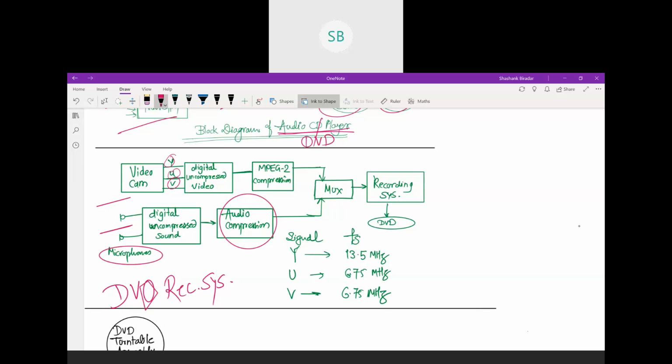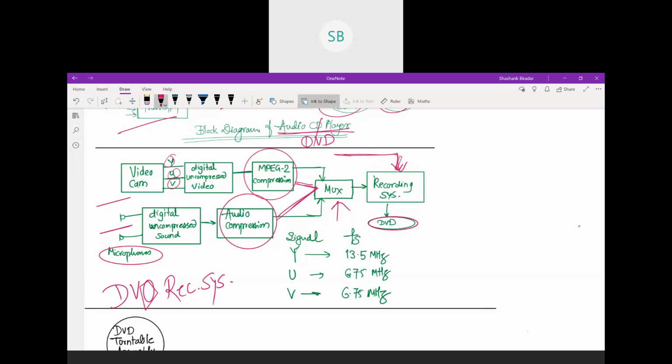And the next part is, from the microphone we are compressing the audio with some audio compression technique. The compressed video data and compressed audio data are mixed together by employing the multiplexer. The combined data of audio and video with synchronization is given to the recording system, which writes the synchronized information of the video and audio onto the DVD. Am I right? So this is very simple.